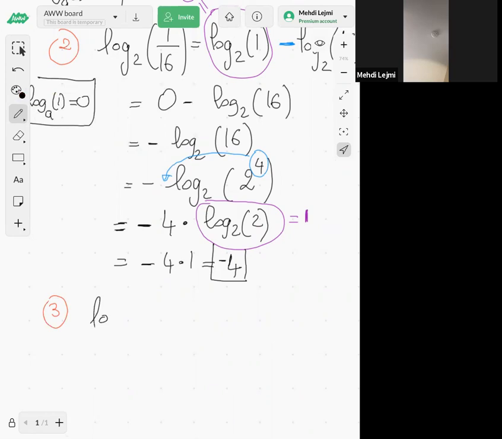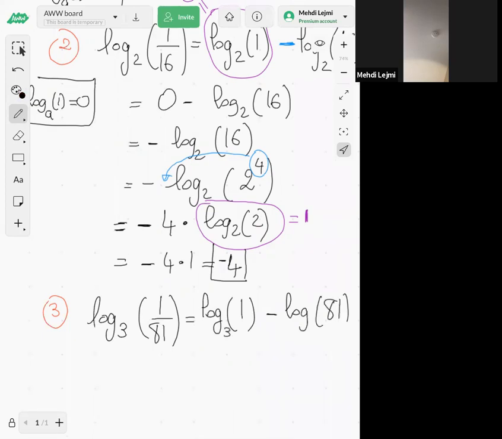Log in base 3 of 1 over 81. This is 1 over 81. Again, it's a division, so the log would be the difference between the logs. Here's my log of 1 minus the log of 81. The base is 3. Then we said log of 1, it doesn't matter what the base, it's always 0. So this log of 1 is 0. Log of 1 in any base A is always 0.